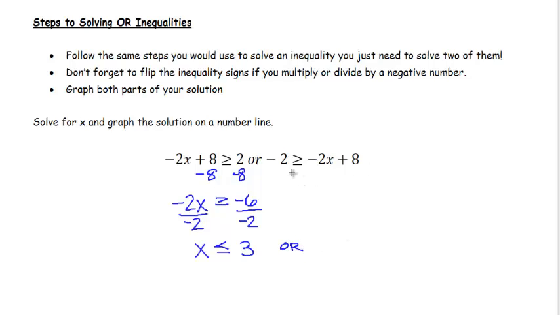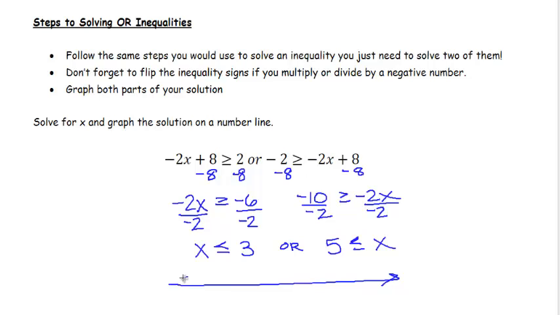Or now we have to do the other side. Okay, we're going to subtract 8 on both sides. So now I have negative 10 greater than negative 2x. We're going to have to divide by negative again. So divide by negative 2. And I get 5 is, flip this around, less than or equal to x. Okay.